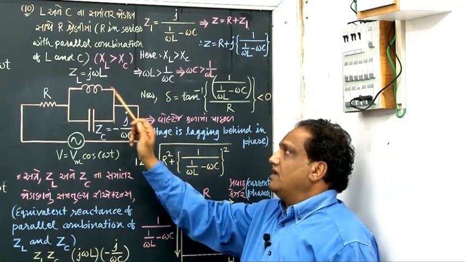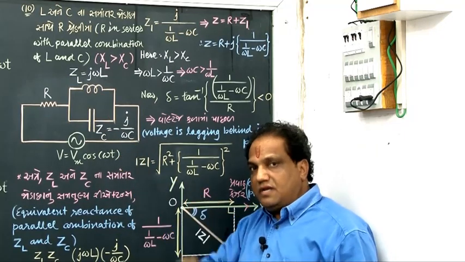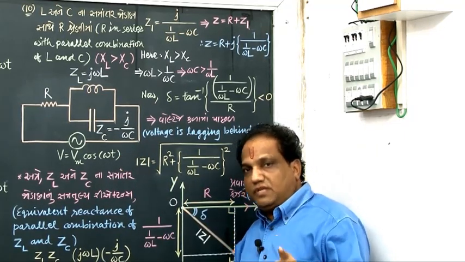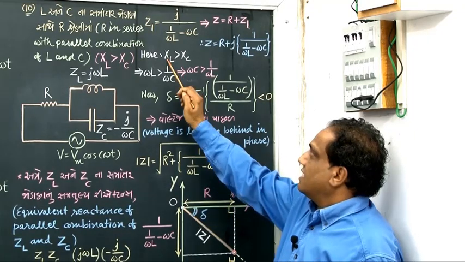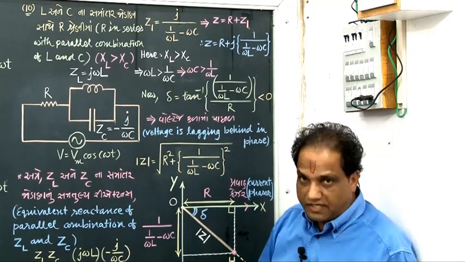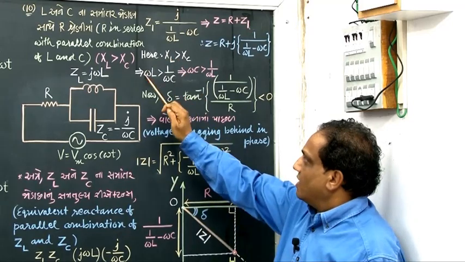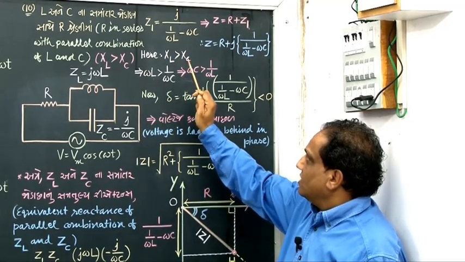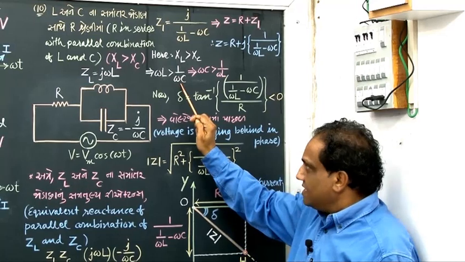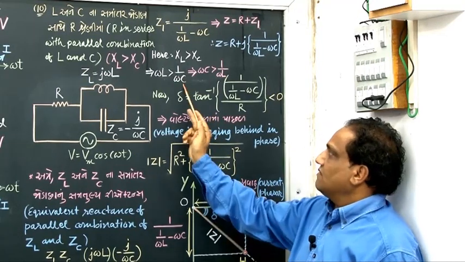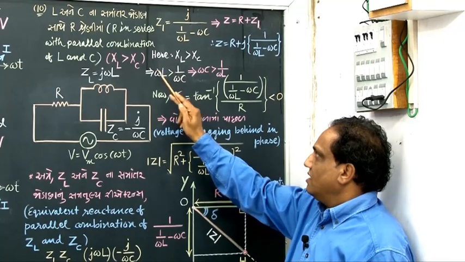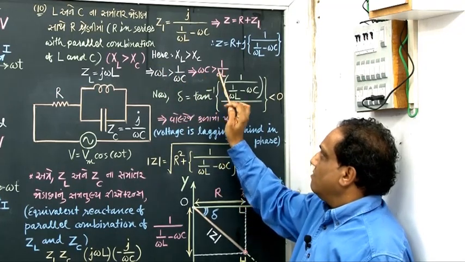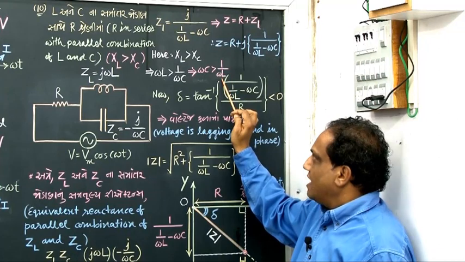My dears, whenever L and C are together, I told you to compare the magnitudes of their reactances. At present, we take XL greater than XC. What is XL? Omega L. Greater than, what is XC? 1 upon omega C. Fine. Now transfer this omega C, transfer this omega L. Omega C will be greater than 1 upon omega L.